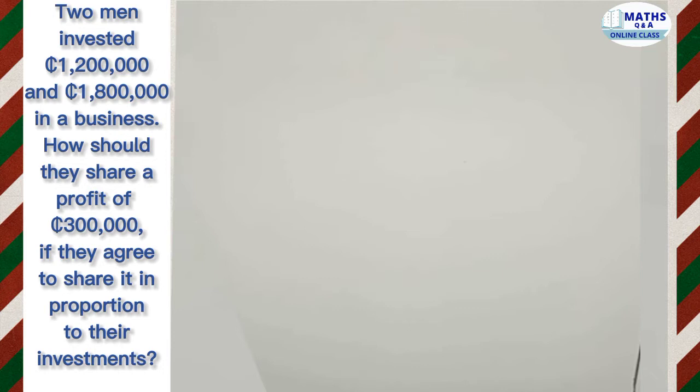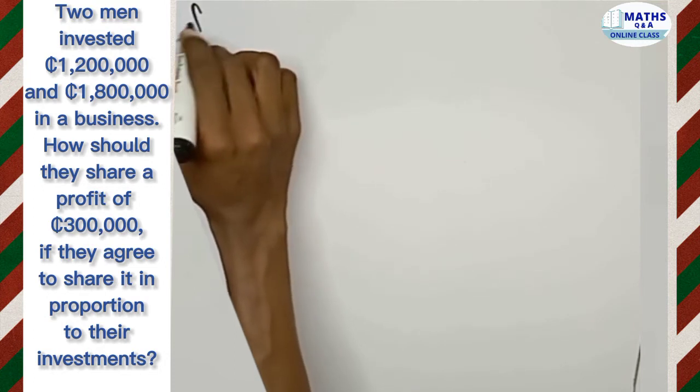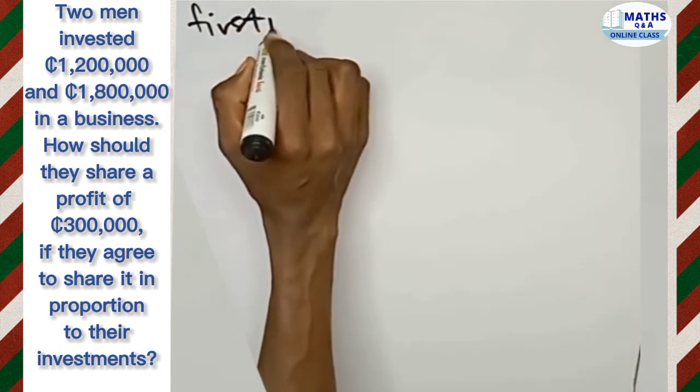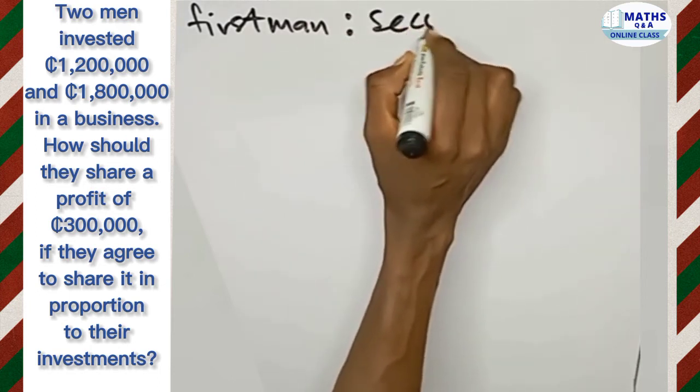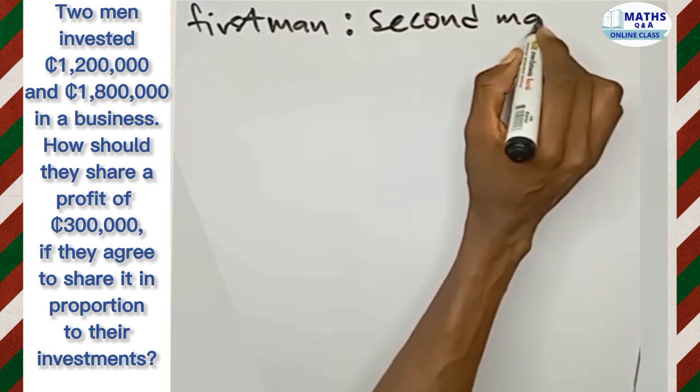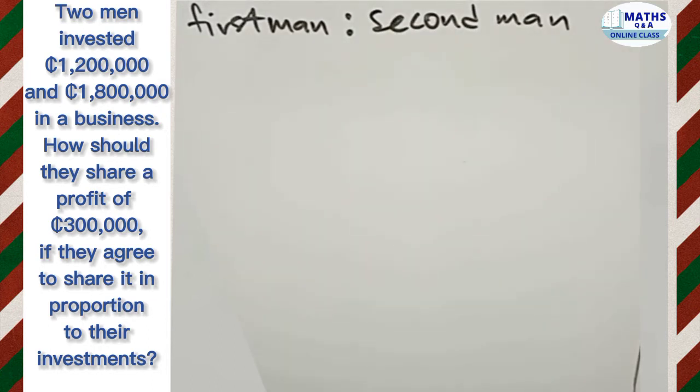So two men made investments. Now, since we are dealing with proportion with respect to their investments, that means we're taking the first man's investment to the second man's investment. So we have first man is to second man.